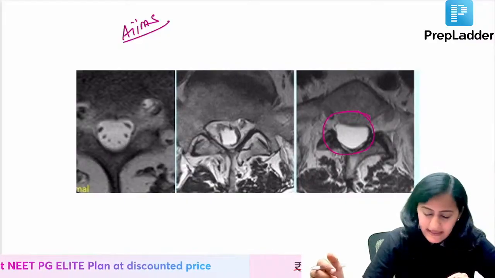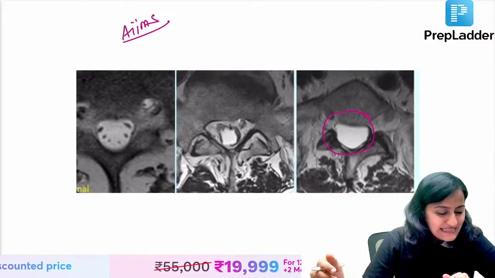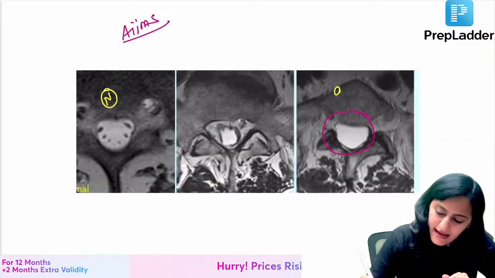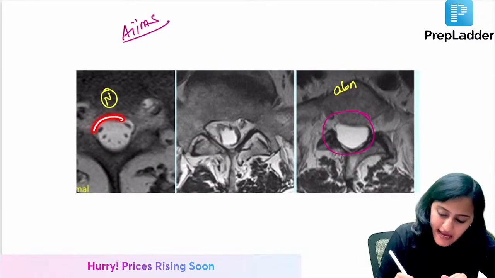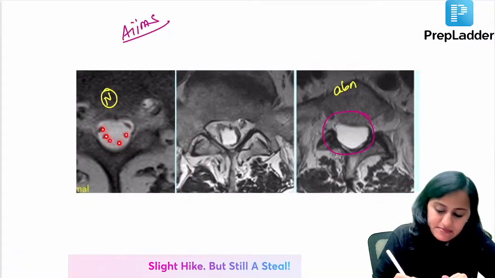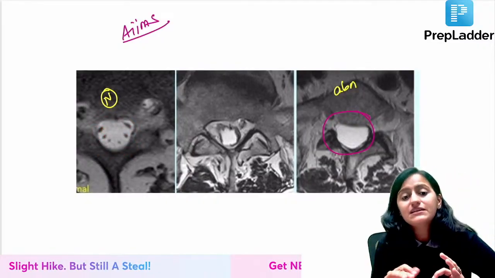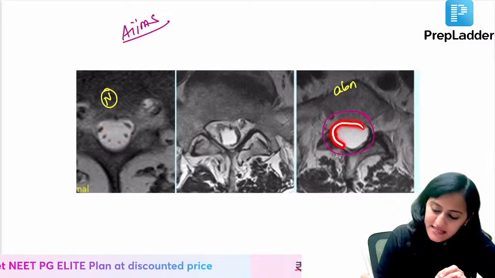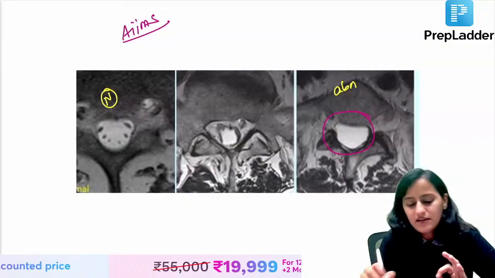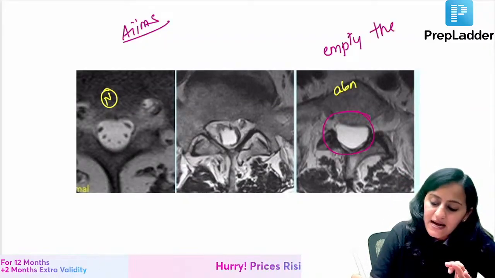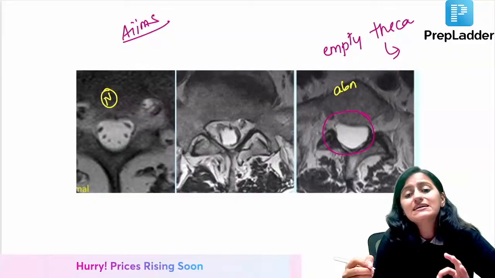Very good. Amazing, guys. So this is empty theca sign. See, this one here is the normal and this is abnormal. Look at the thecal sac, the CSF sac. It shows these black hypointense valley nerves. Normally, you should see the nerves like this. Here you are seeing that it is just the bright CSF. There are no nerves. So this is the empty theca sign or the empty thecal sac sign.